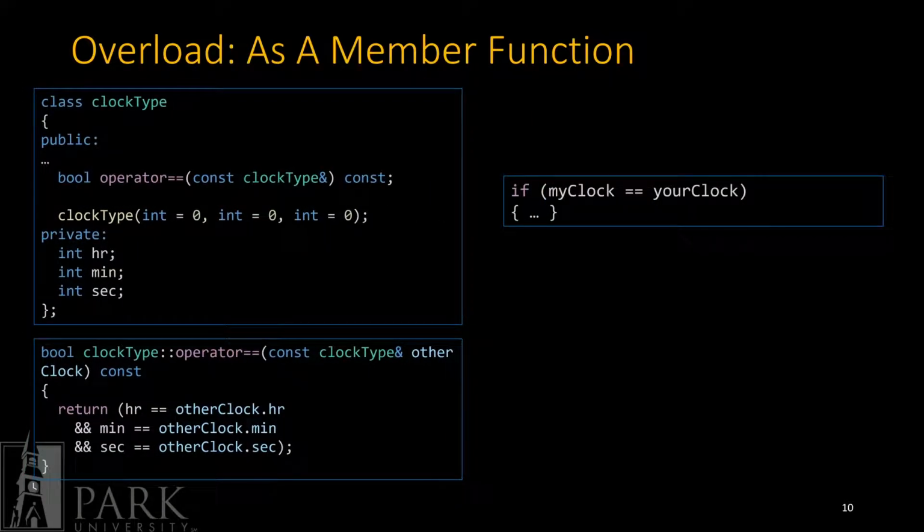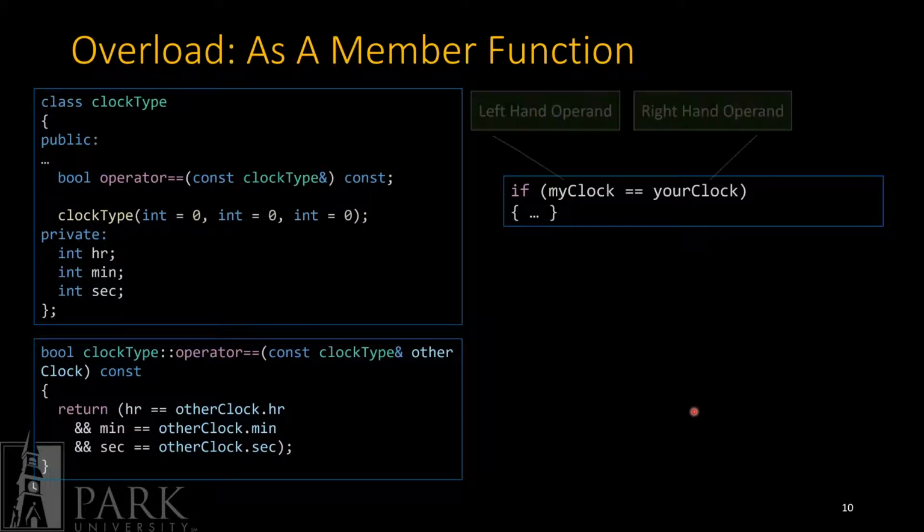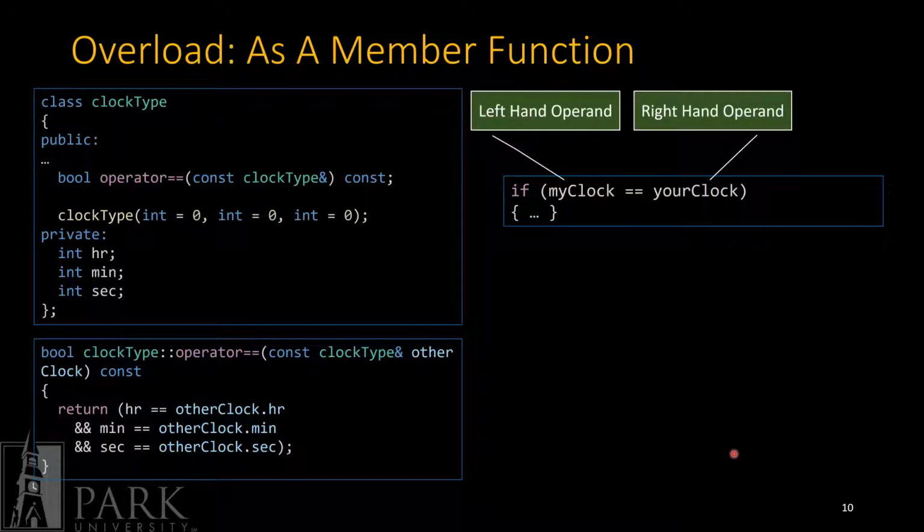Now that we have it implemented, we can use the equal operator to compare two objects of clock type. Pretty cool, huh? You can see it here. We're comparing my clock to your clock. So let's explain how this works. The left-hand side operand, my clock right here, is the calling object, and the right-hand operand, your clock, is passed in as the parameter, right?